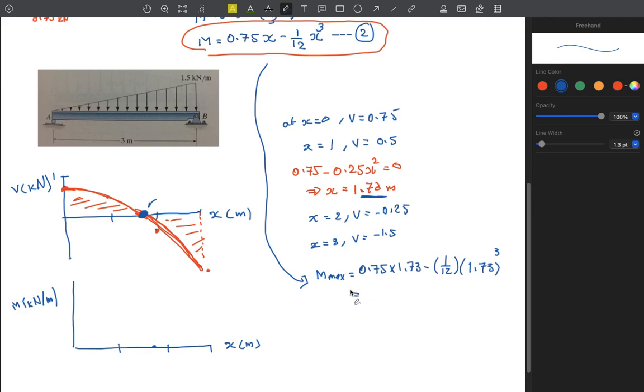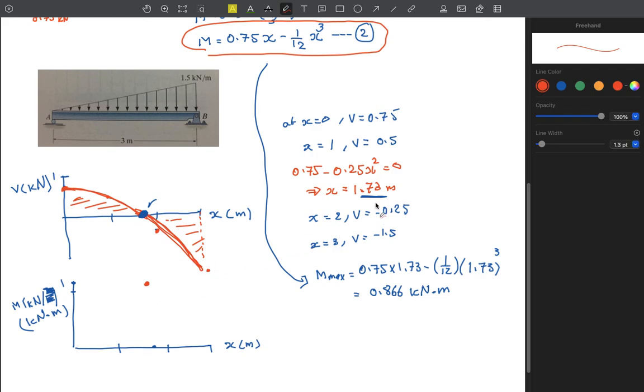Here you'll get a value of, I think, 0.866 kilonewton meters. Sorry, I apologize, this is not kilonewtons per meter. That was distributed loading. This is moment, so this is kilonewton meters. So 0.866, if we assume, for example, this is 1, so probably 0.8 something would be here. This is the maximum value at this point.